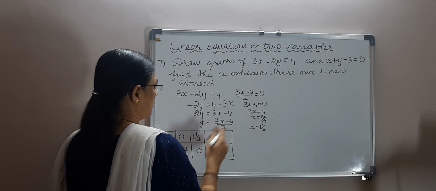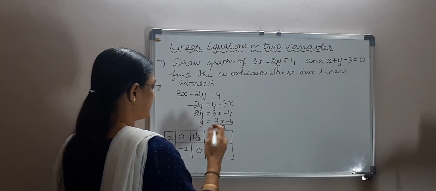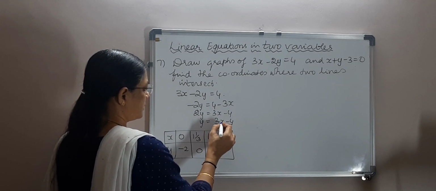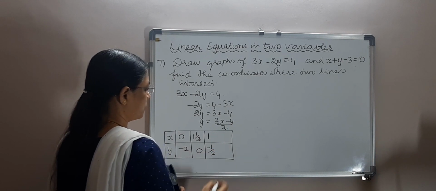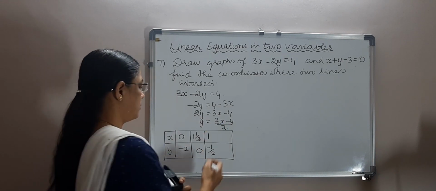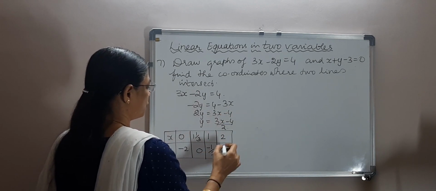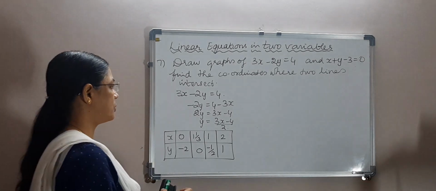Now we'll substitute 1 here. When x is equal to 1, what happens? y is equal to (3 minus 4) by 2, which is minus 1 by 2. When I substitute 2 here, for x is equal to 2, 3 twos are 6, 6 minus 4 is 2, 2 by 2 is 1. So we have completed the tabular column for the first equation, isn't it?